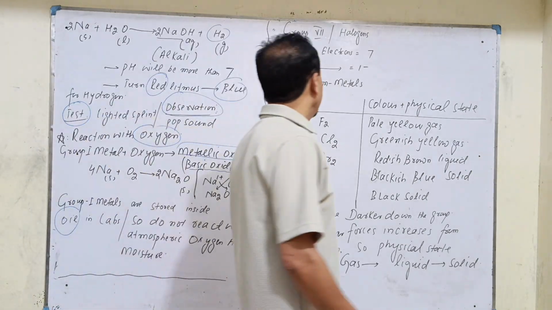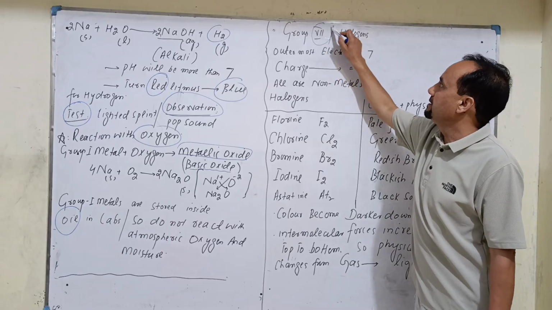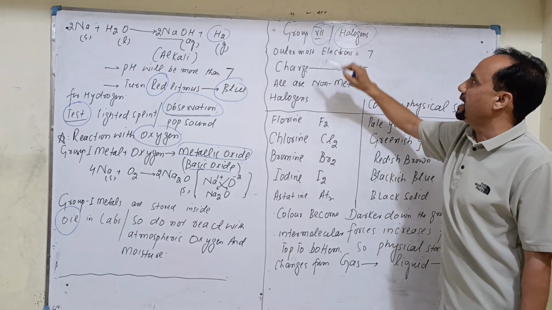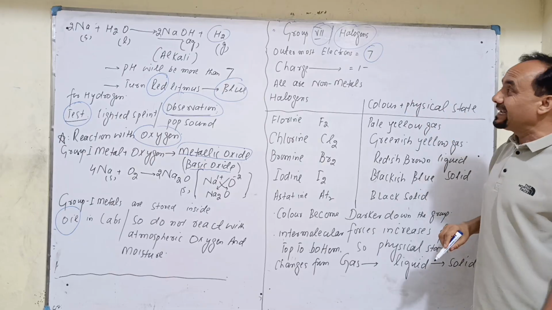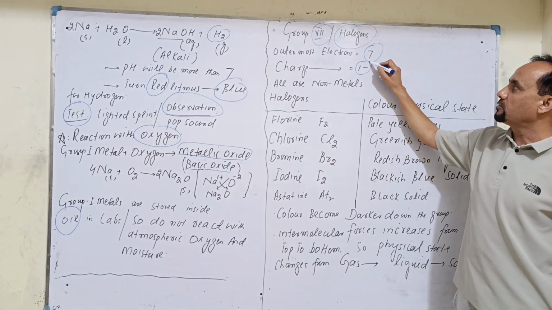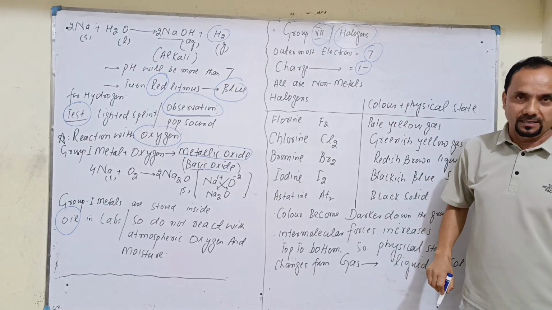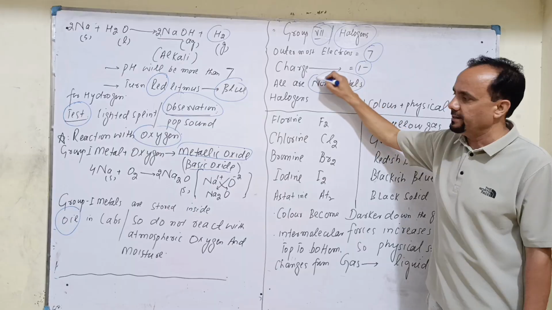The next group in this topic is group 7, and they are also called halogens. Their outermost electrons are 7, so they can easily gain 1 electron. So the charge for group 7 is 1 minus. All group 7 elements are non-metals.